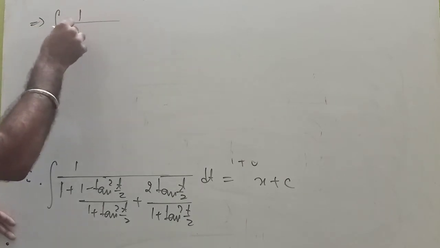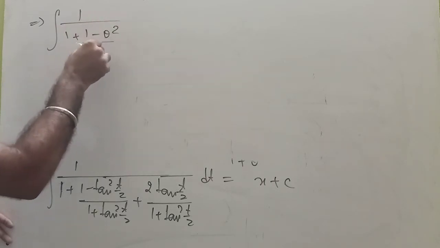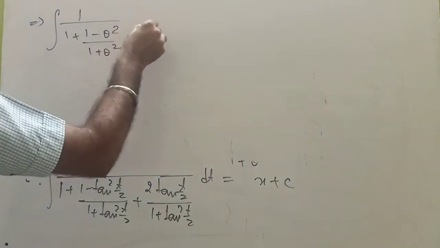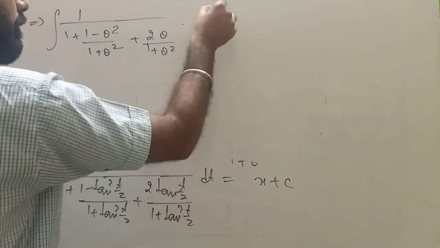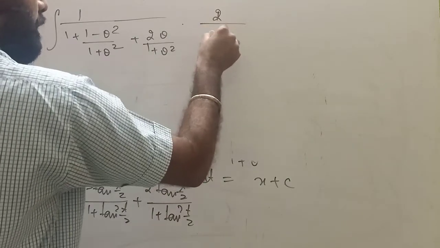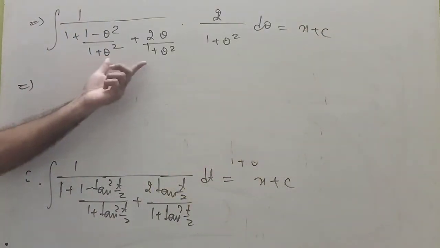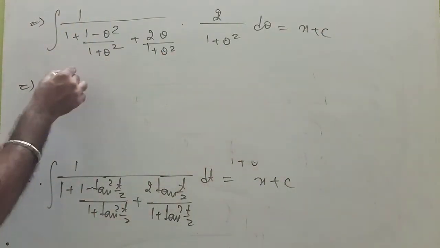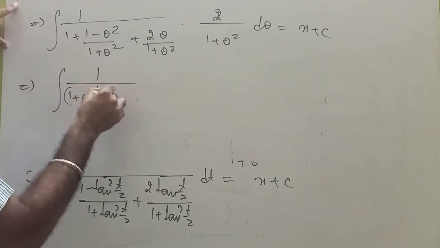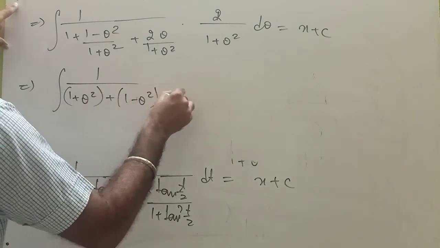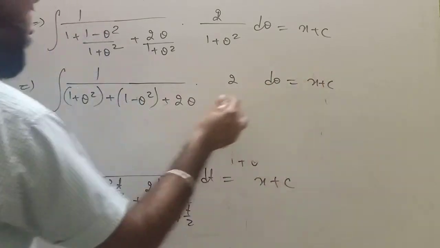Integral 1 by 1 plus 2 theta by 1 minus theta square over 1 plus theta square plus 2 theta over 1 plus theta square into dt is 1 over 2 over 1 plus theta square into d theta. Right hand side is x plus c. So LCM is 1 plus theta square, that will be cancelled out by this, and the remaining is 1 over 1 plus theta square plus 1 minus theta square plus 2 theta into 2 d theta is equal to x plus c.